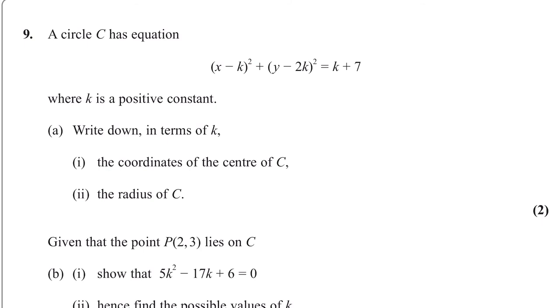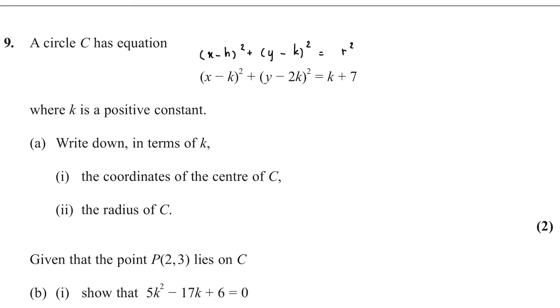Problem 9. A circle C has equation (x minus k) squared plus (y minus 2k) squared equals k plus 7, where k is a positive constant. Write down in terms of k the coordinates of the center of C and the radius of C. According to a circle equation, we know that the center has to be (h, k). So the center of this circle is (k, 2k). And since this one is r squared, the radius of C will be square root of k plus 7.